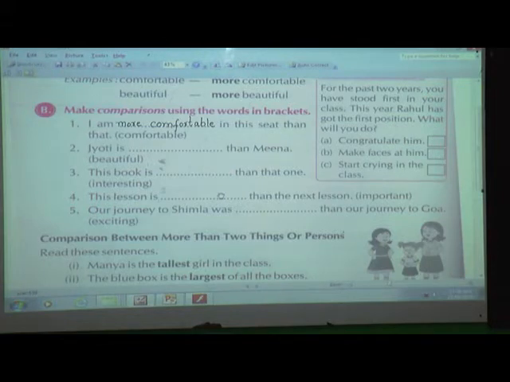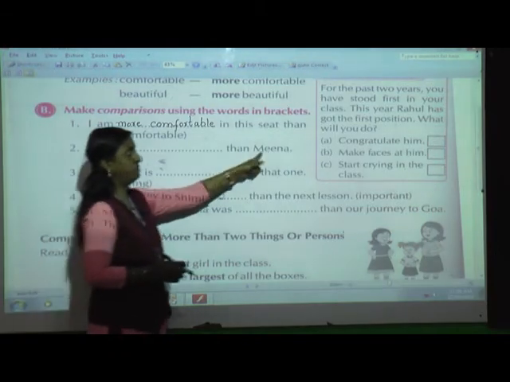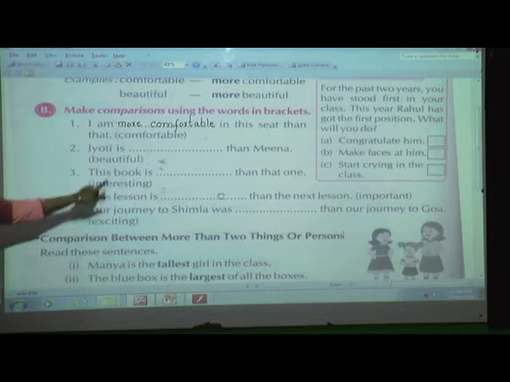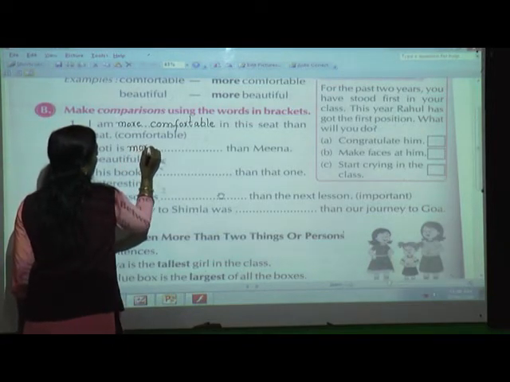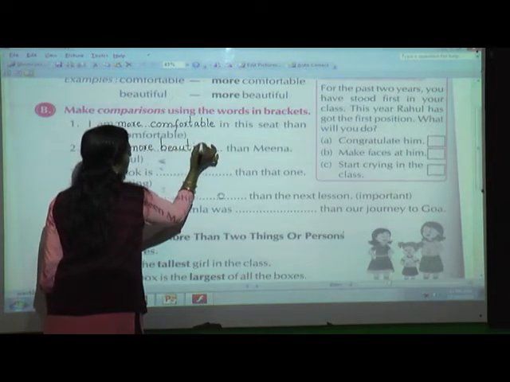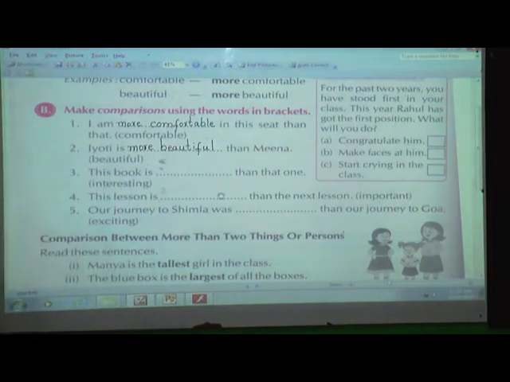I hope you have written. Next, Jyoti is dash than Meena. Here also you can see Jyoti has been compared with Meena, means only two have been compared. And which is the big word over here? Beautiful. So I am going to add M-O-R-E, more. More beautiful. Understood, students, how we have to do? Okay, have you written down?